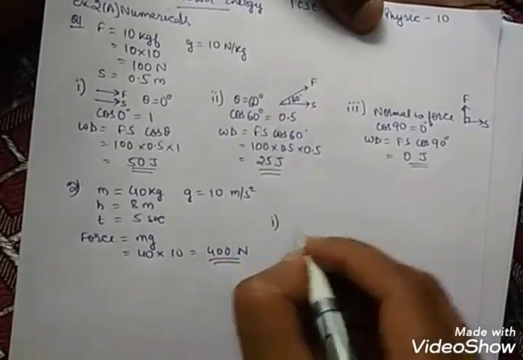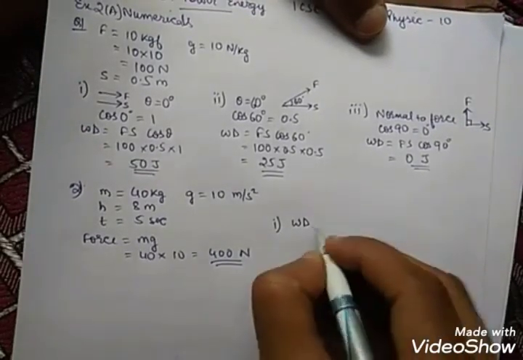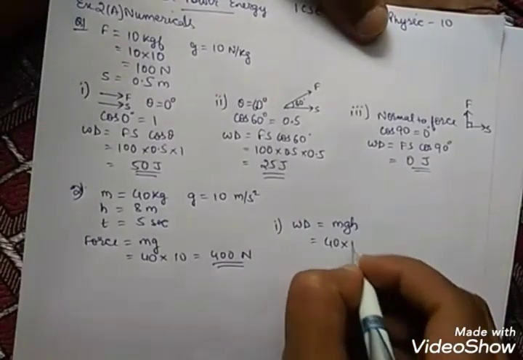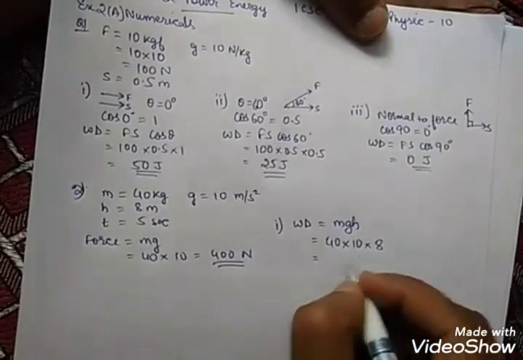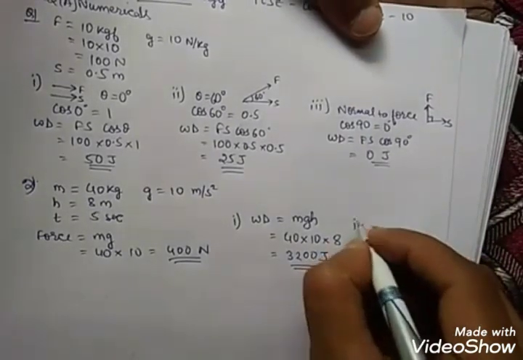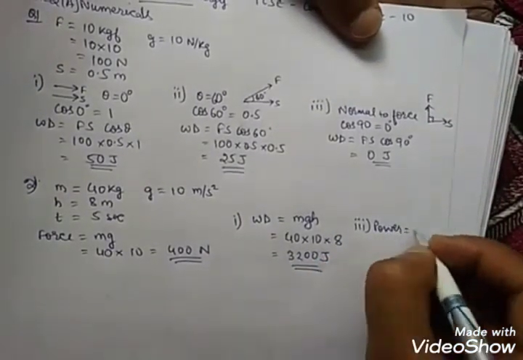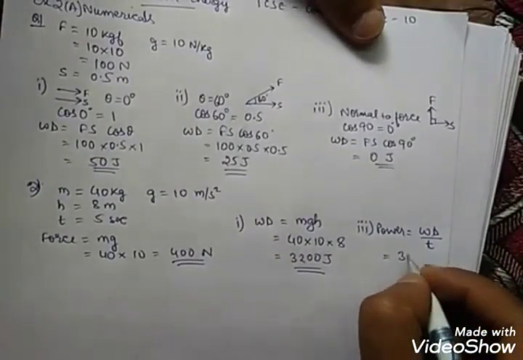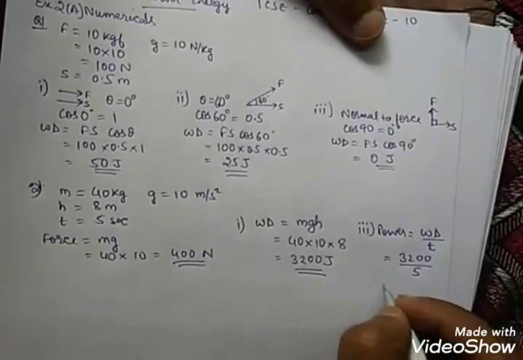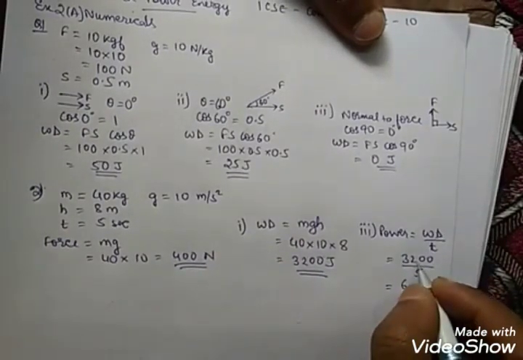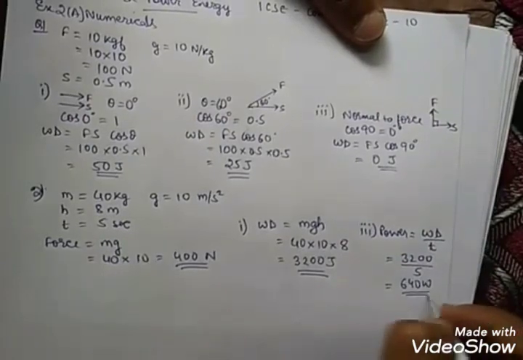The next question is work done, the work done by him against gravity. So what is the work done here? Work done will be mgh. So mass is 40, g is 10, height is 8. That is 8 times 4 is 32, that is 3200 joule. So the third question, power. Power is equal to work done by time. Work done is 3200 joule. Time is 5 seconds given in the question. So 5 sixes are 30, 5 fours are 20, that is 640 watt.